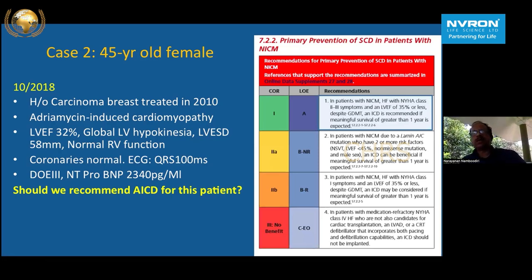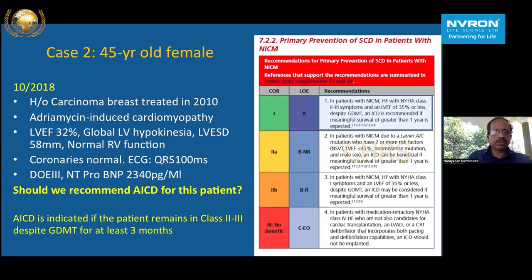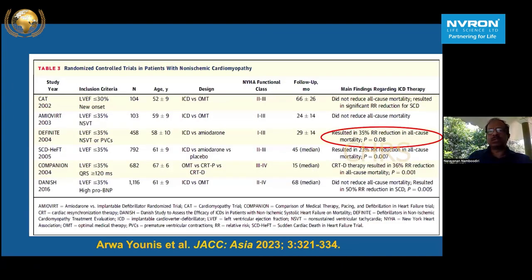The recommendation is that in patients with a non-ischemic cardiomyopathy, heart failure with class 2 or class 3 symptoms and EF of 35% or less, despite GDMT, an ICD is recommended if meaningful survival greater than 1 year is expected. So here we have a patient with ejection fraction less than 35%, NYHA class 3 and non-ischemic cardiomyopathy and heart failure. So it is indicated in class 2 and 3 despite GDMT for at least 3 months. All these trials have shown it clearly.